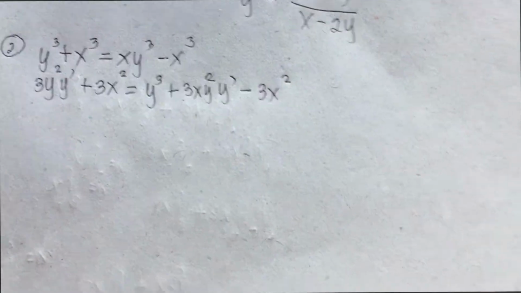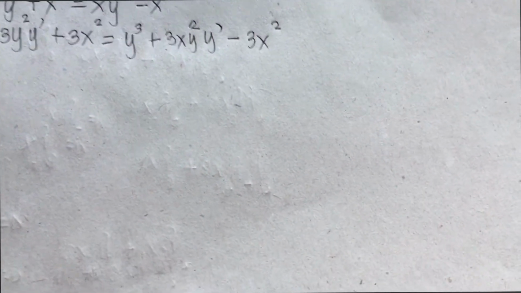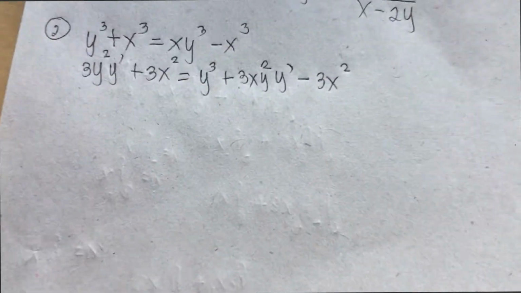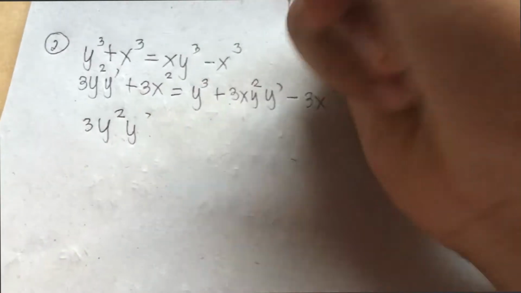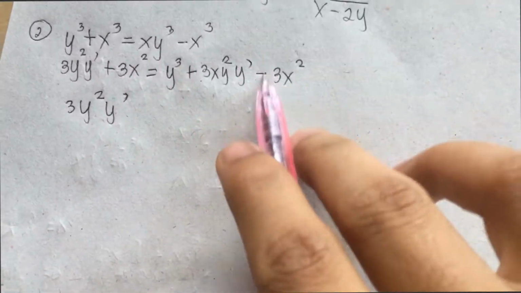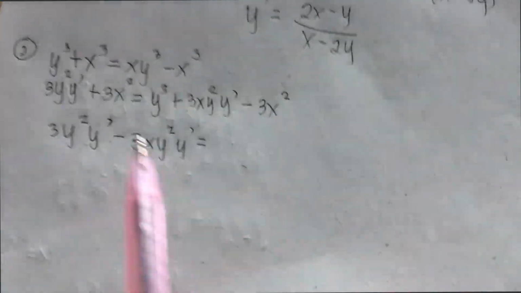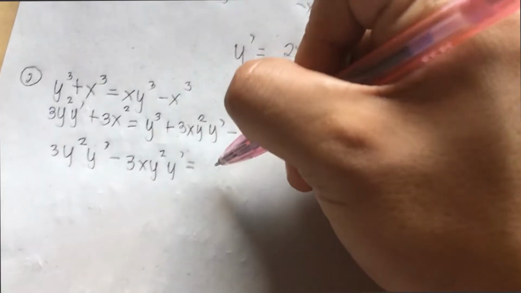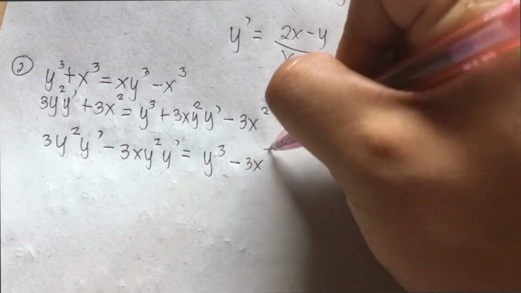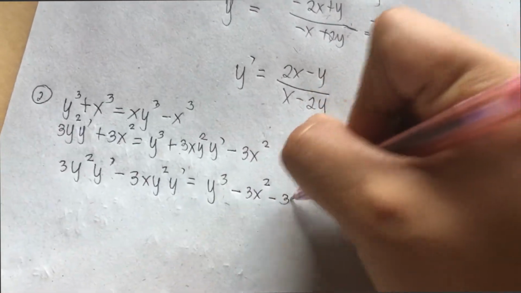So, after this one, just like what I've said, you are going to combine like terms. Lahat ng y prime, ilagay nyo siya sa left side. Para uniform tayo, lahat ng y prime ilagay sa left side. So 3y squared y prime. Okay? Next, minus 3xy squared y prime. So, bakit naging minus? Of course, you are going to transpose this one sa kabilang side. Okay? Next, y cubed minus 3x squared. Then, itong 3x squared na to, ito-transpose mo siya sa kabila, maging negative 3x squared.